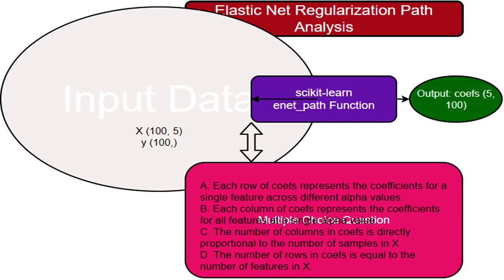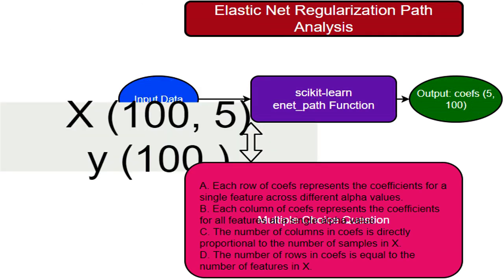We start with a design matrix X of size 100 rows and 5 columns, representing 100 samples and 5 features. The target vector Y has 100 values, one for each sample. This is the data we'll feed into the elastic net model. I use scikit-learn's _enet_path function. This function is a powerful tool for finding the best regularization parameters for an elastic net model. It does this by calculating how model coefficients change as I adjust the regularization strength.